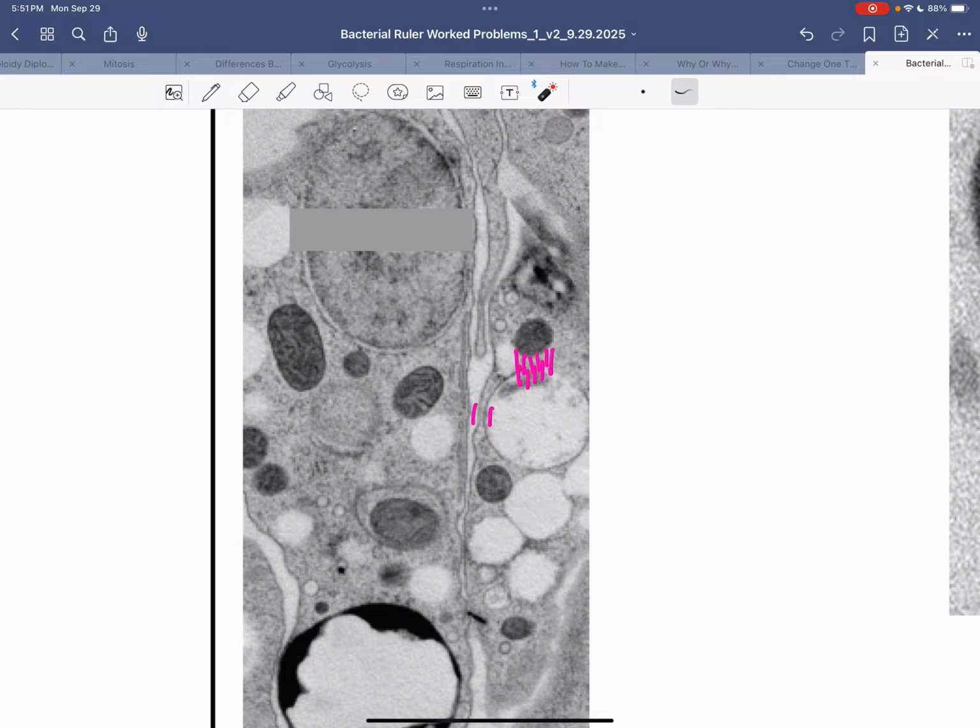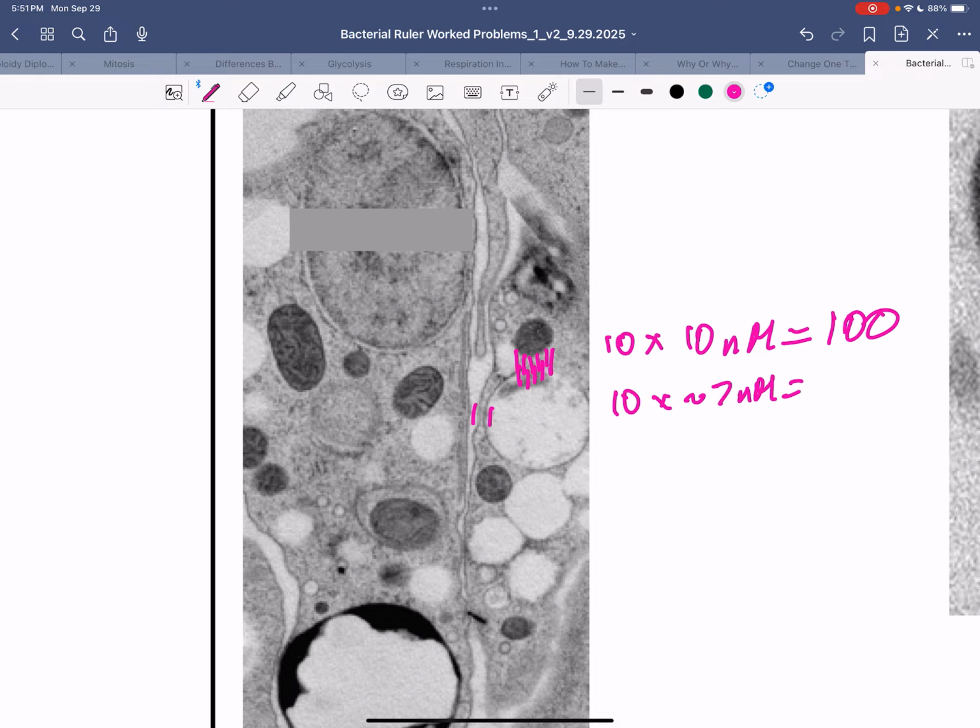So 10 times 10 nanometers equals 100. If you want to be a little more exact, you could do 10 times about 7 or 8 nanometers equals 70. But now we have something bigger we can use as a unit. So let's take that and get roughly the size of this nucleus.